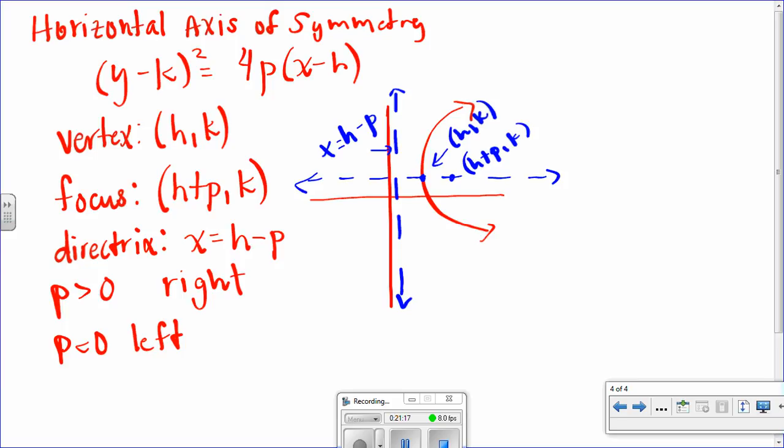Now notice on this, axis of symmetry has always been x equals a number. If it's opening side to side, your axis of symmetry is y equals. We still have three more shapes to do.